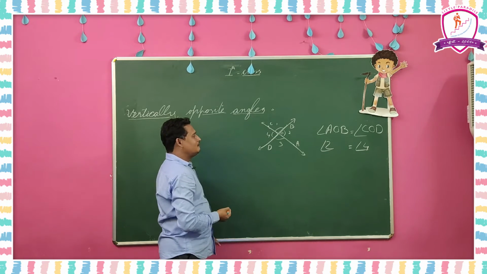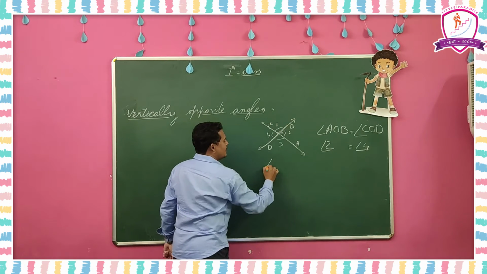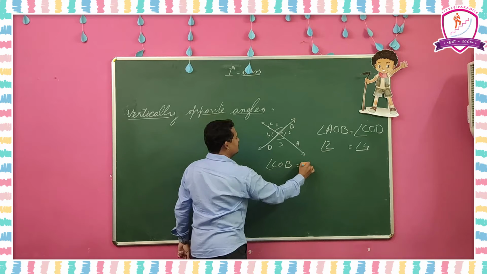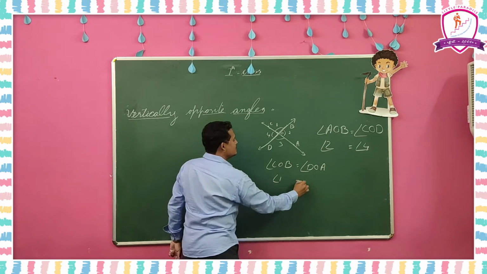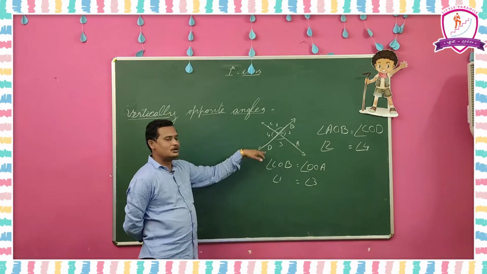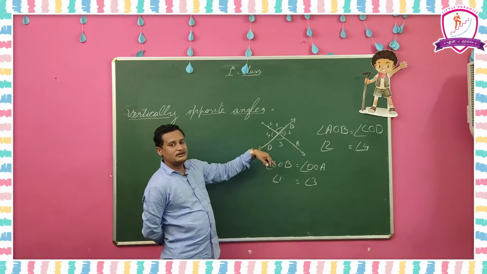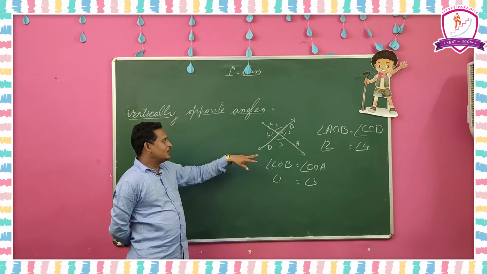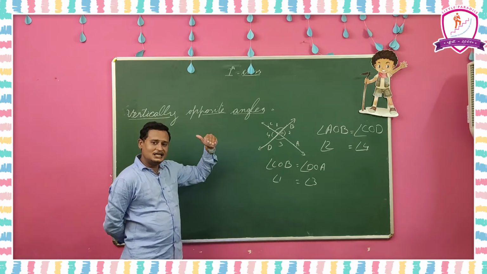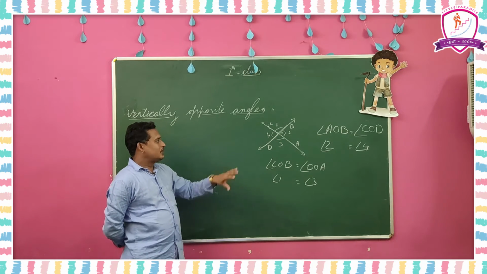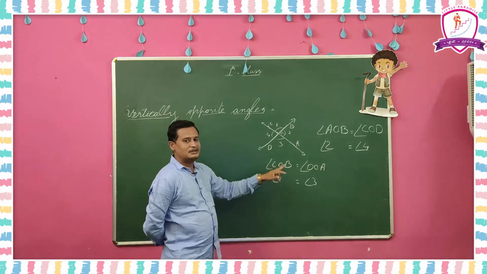Another pair of vertically opposite angles is also there, angle 1 and angle 3. Angle COB is equal to angle DOA. Angle 1 is equal to angle 3. So here is another pair of vertically opposite angles. Two pairs of vertically opposite angles are here. Vertically opposite angles are equal. Okay, we can use this concept in the sums.